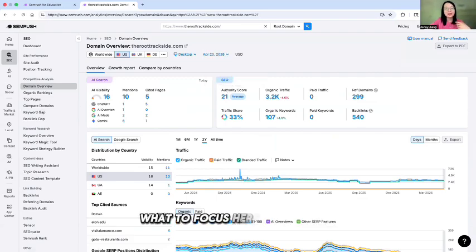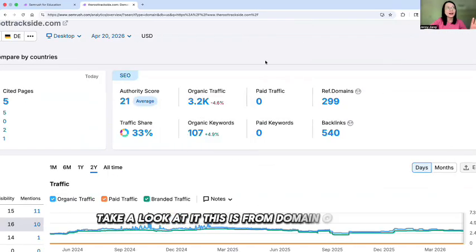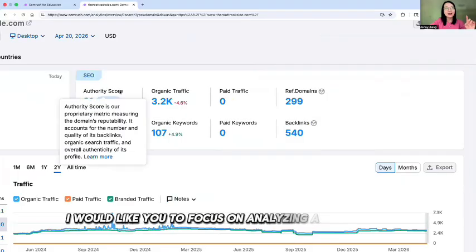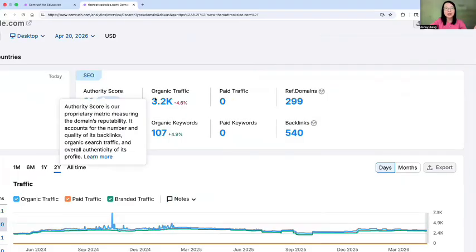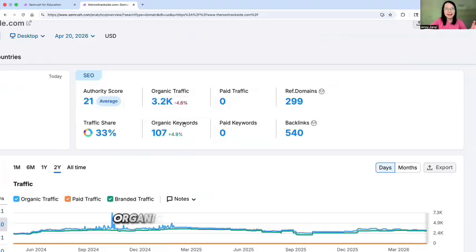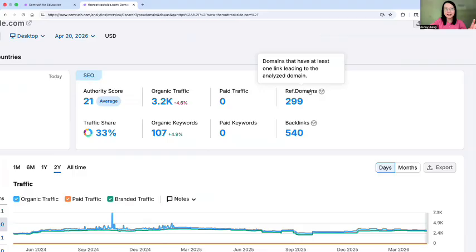What to focus on here? On this page, I don't want you to look at everything. Only look at these four metrics. Take a look at it. This is from domain overview. I would like you to focus on analyzing authority score, organic traffic, organic keywords, and referring domains. And let's take a look at them together.